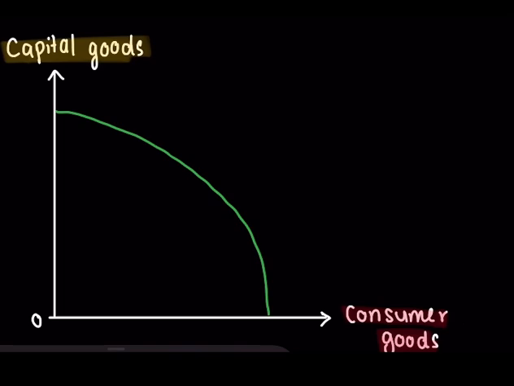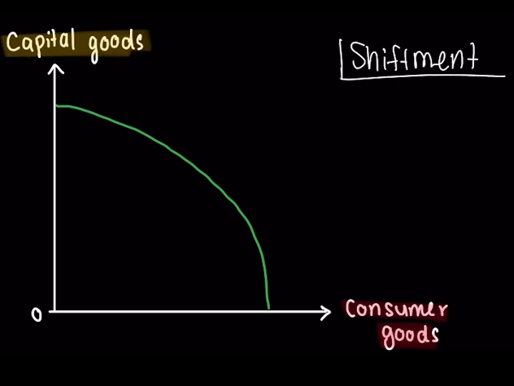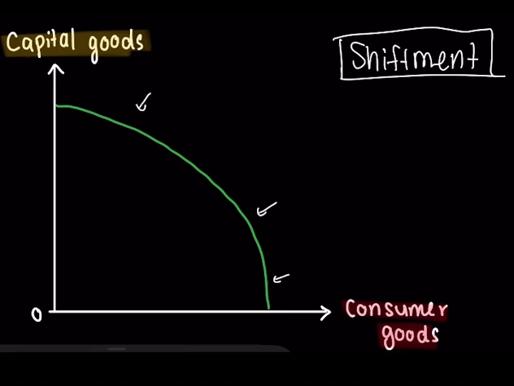Now that we understand the movements of a PPC graph, which is what we just explained, the 6 to 13 and 13 to 6 movement of capital goods. So now let's talk about the shifts. A shift is actually very different from the movements in a PPC graph. A shift means the main PPC curve moves either to the left or to the right.